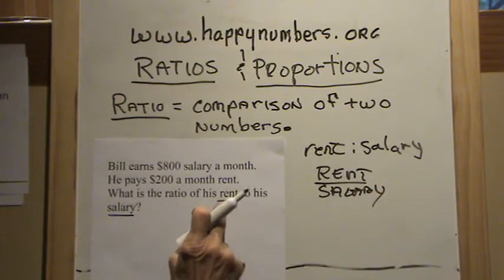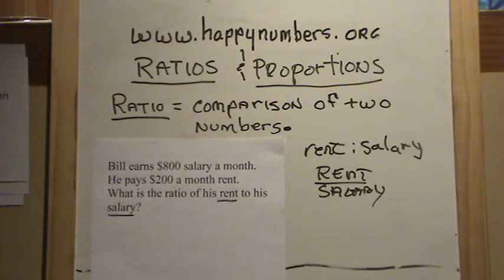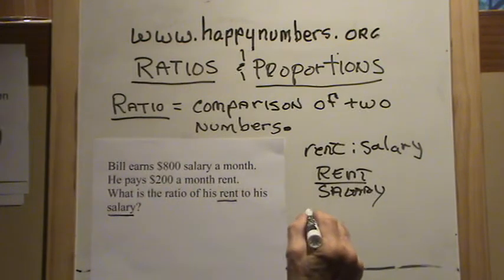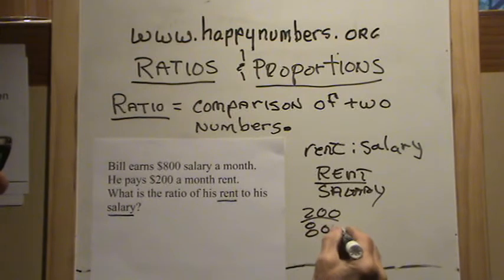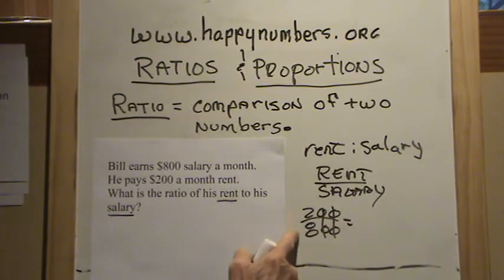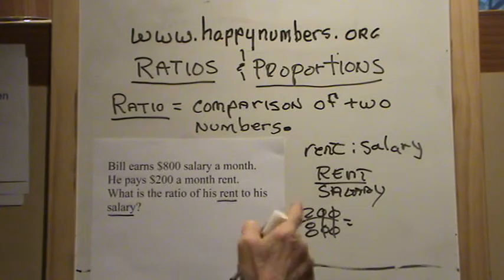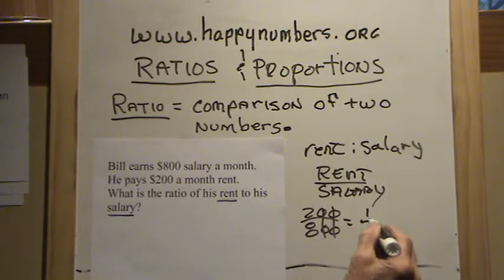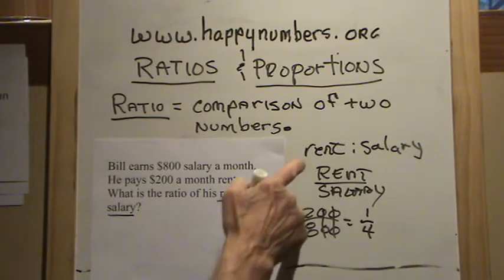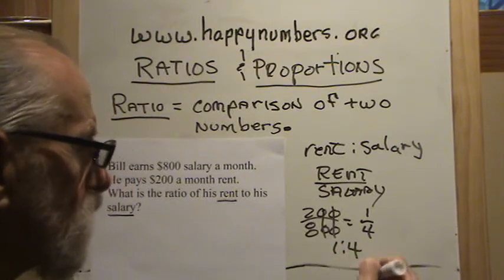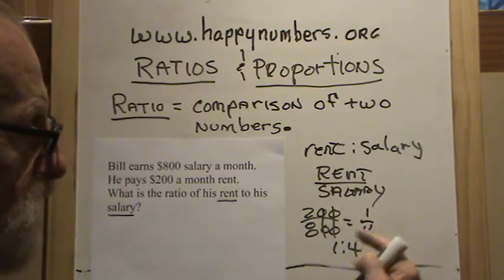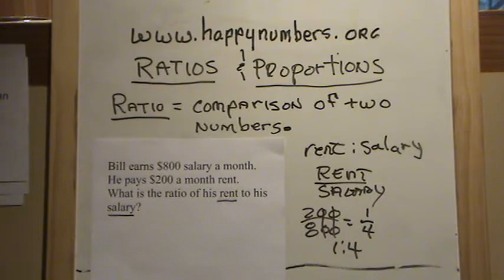So you have to keep the order that they presented in mind. Well, he pays $200 rent. His salary is $800. We can cross out the zeros, reduce this to its lowest name. 2 goes into 2 1 time, 2 goes into 8 4 times. So the ratio of his rent to his salary is 1 is to 4. Good.